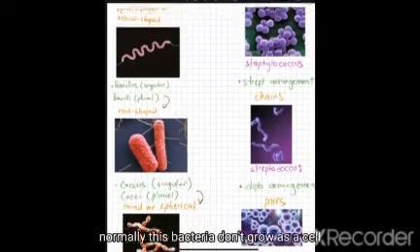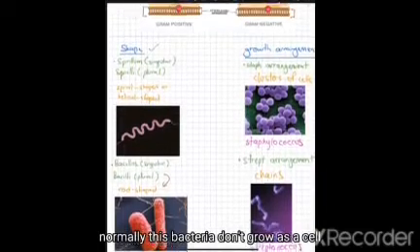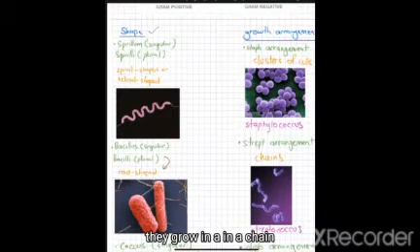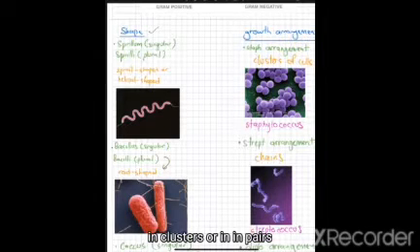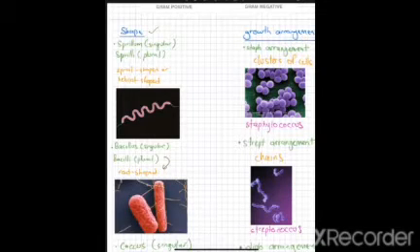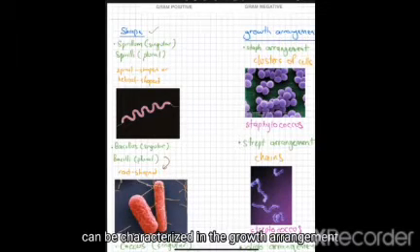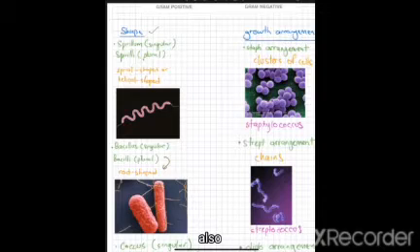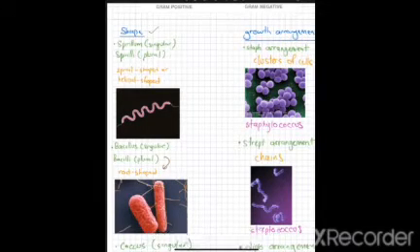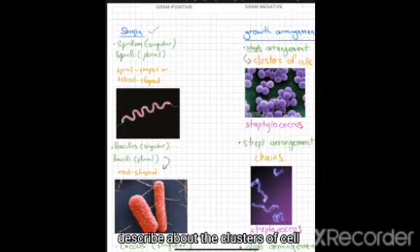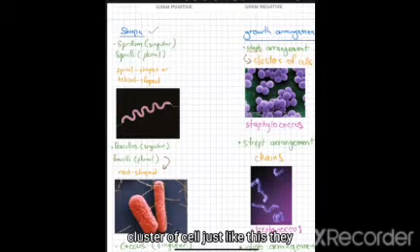And normally these bacteria don't grow as a single cell, they grow in a chain, in clusters or in pairs. So basically the bacteria can be characterized in the growth arrangement also. The first growth arrangement is the staph arrangement. The word staph describes clusters of cells or grape-like clusters of cells, just like this.